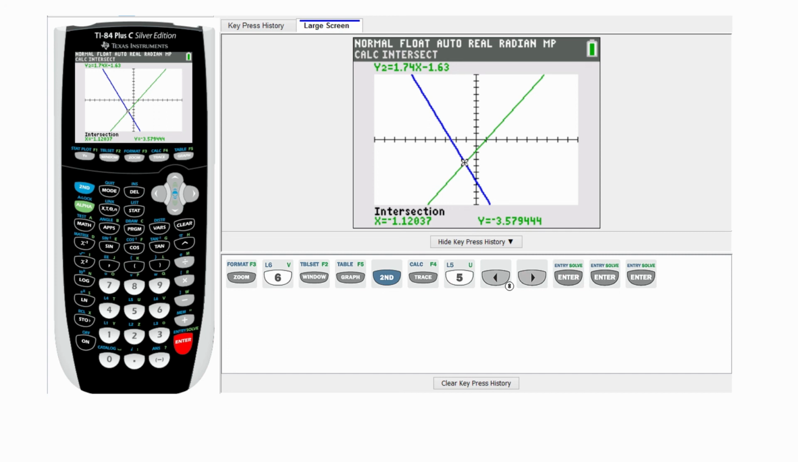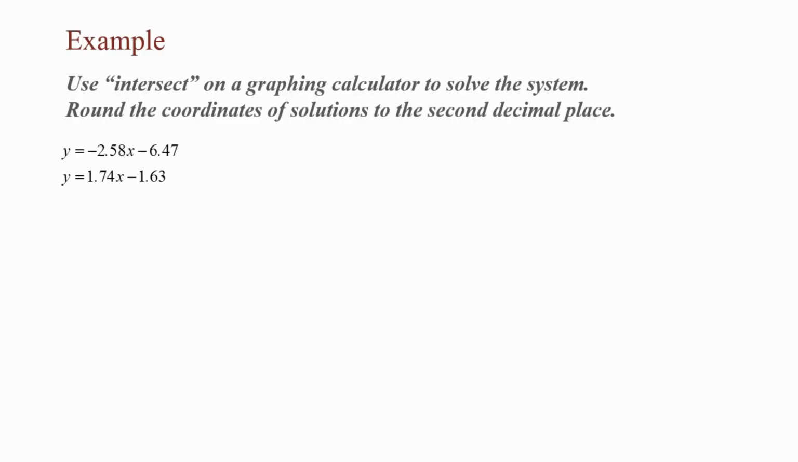So my intersection, x is negative 1.12037, y is negative 3.579444. So my answer is negative 1.12, negative 3.58.